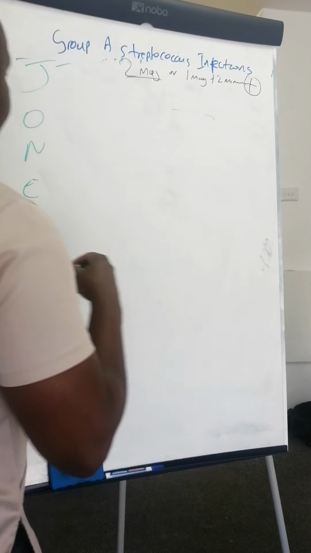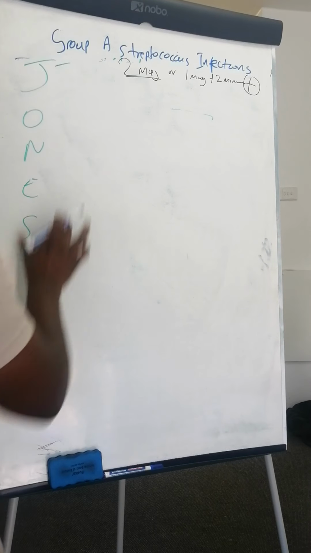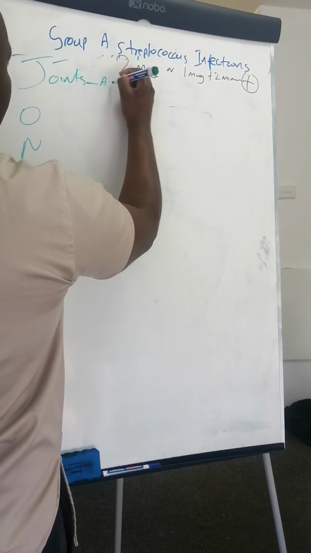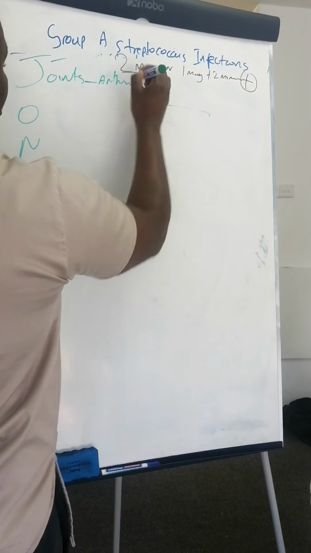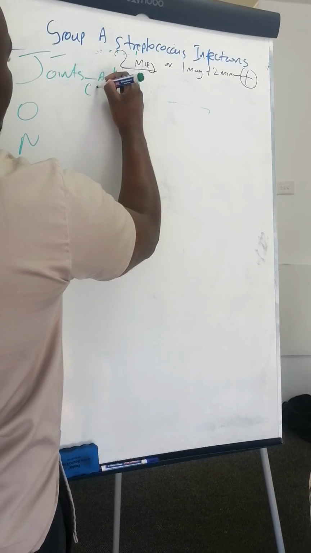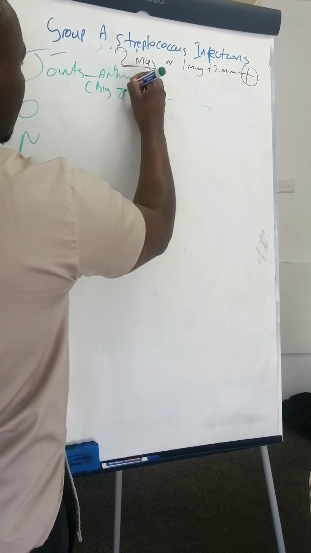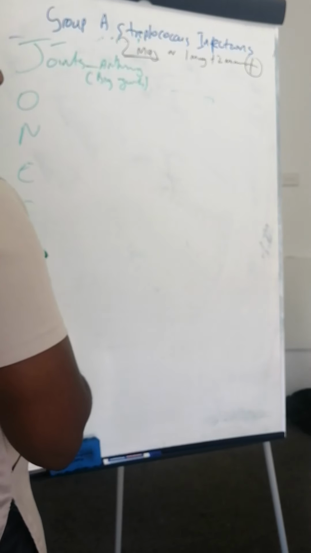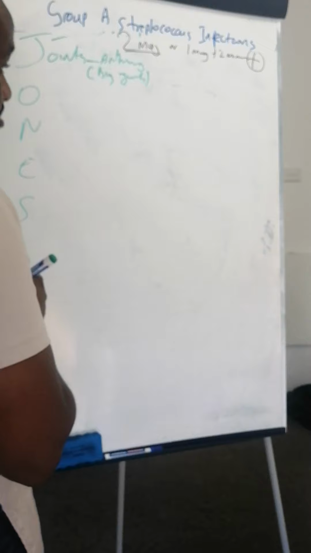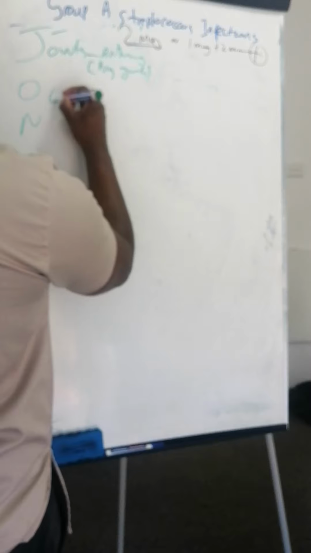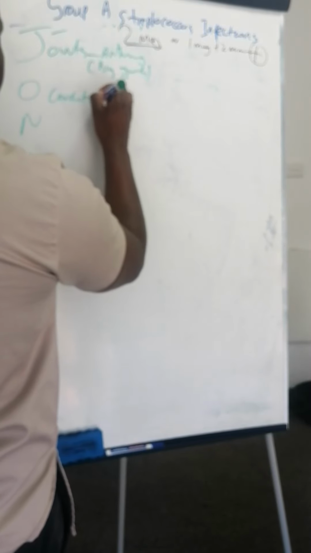So J is joints. This is a major criterion. You've got arthritis that we said is migrating from one joint to another, and it involves the big joints: ankles, knees, elbows. They don't speak about the hip here. And then we said this is carditis, and this is subcutaneous nodules.